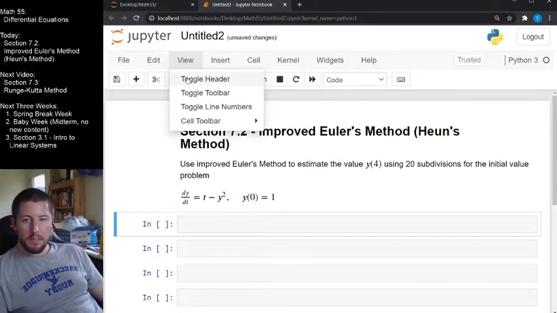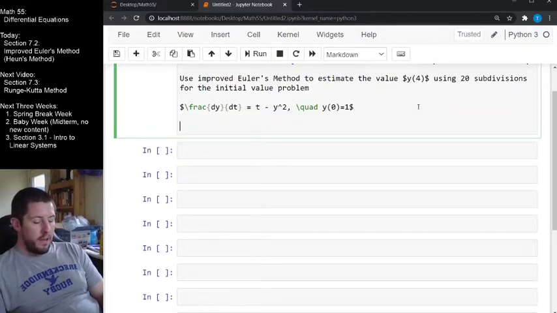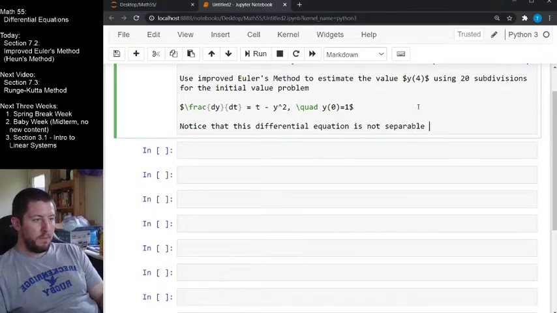Let me get this out of there. There we go. And I do want to point something out here. Now notice that t minus y squared is not separable or linear in y.